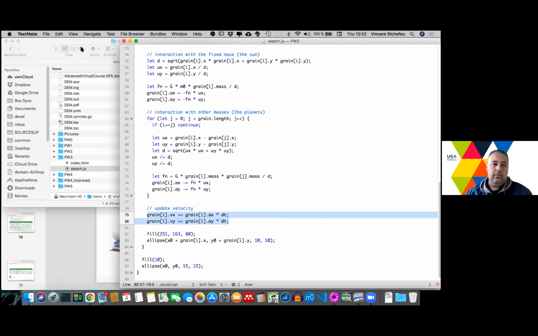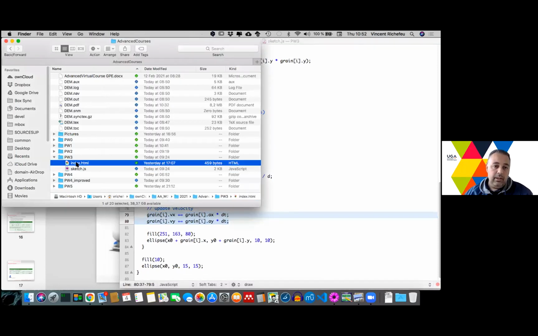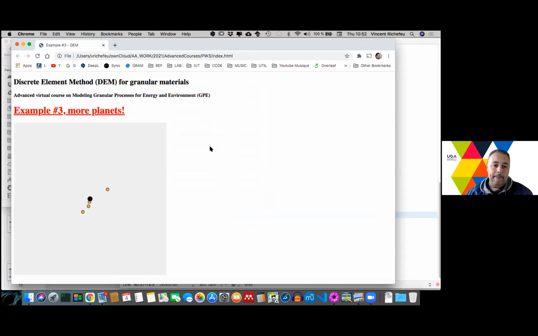So as a result, we will get something like this. This time the trajectory is less easy to predict, let's say. We've got a chaotic system, and we see that the planets interact between themselves and also with the sun. Sometimes we observe some big overlaps between the disks of the planets and the sun. But this is due to the fact that we've got only attraction, no repulsion.